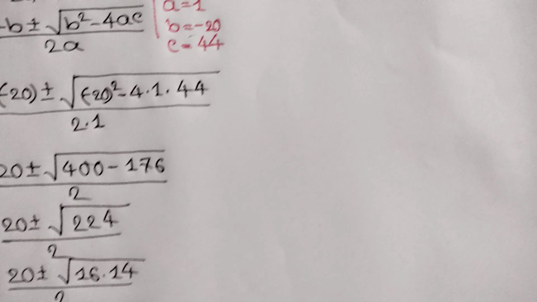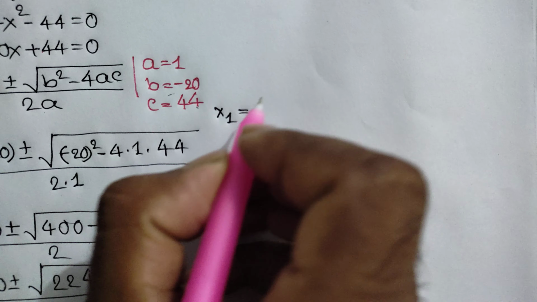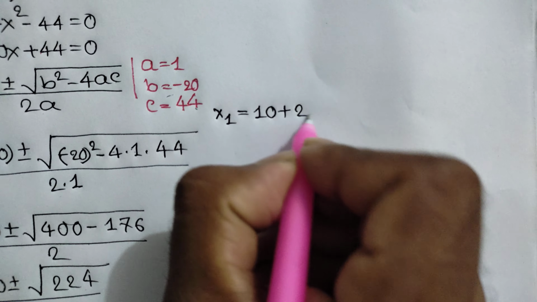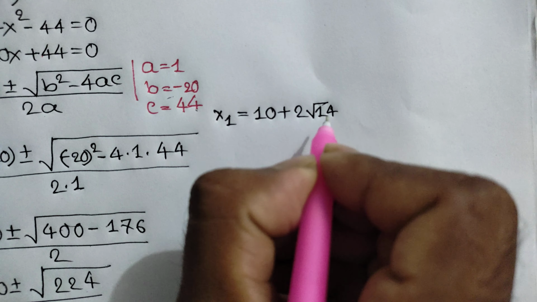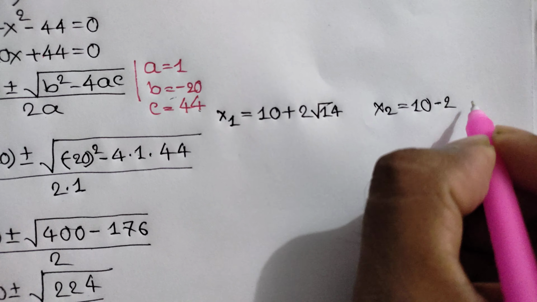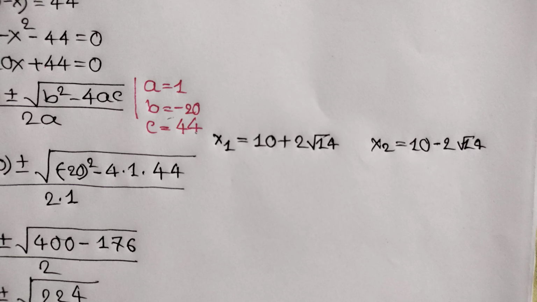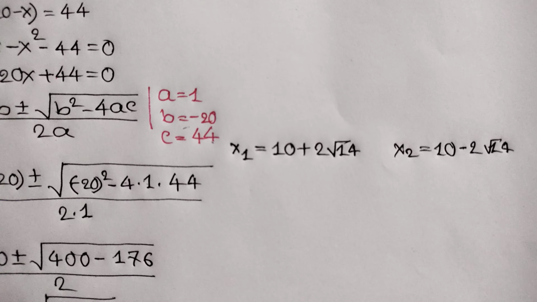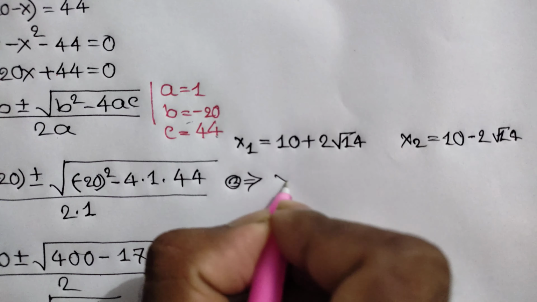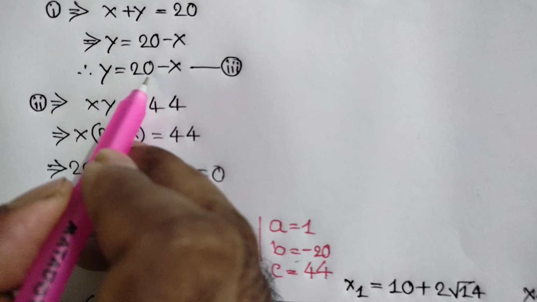So we can write here the value of x1 is equal to 10 plus 2 square root of 14, and x2 is equal to 10 minus 2 square root of 14. Okay, there are two values of x. Now recall equation 3. So we can write here y is equal to, equation 3, 20 minus x.